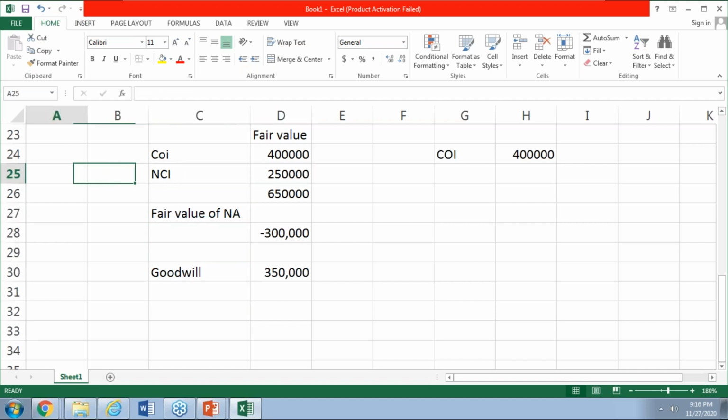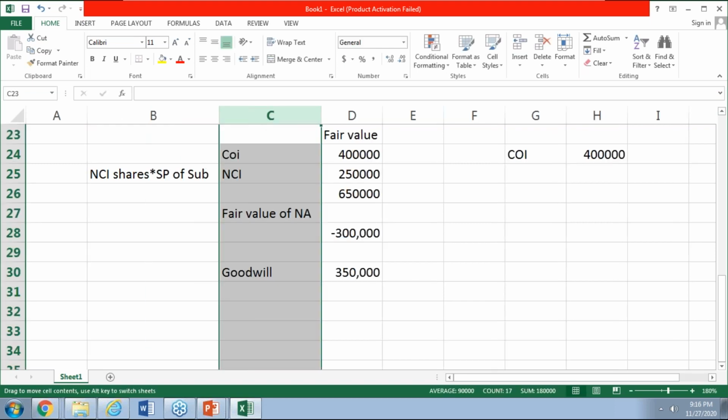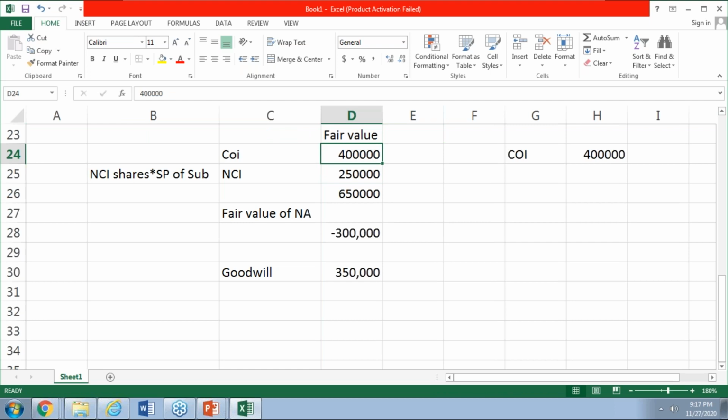We have measured the NCI on the fair value basis, which might be given to you in the examination, or if you need to calculate it, you can calculate it by NCI shares in the subsidiary multiplied by share price of subsidiary. We had discussed previously in the last class how to calculate the NCI at acquisition. But I'm telling you actually the fair value approach.